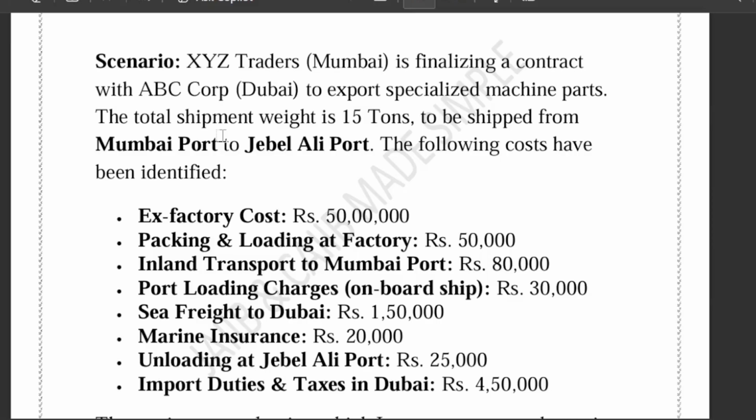Now a very good question before you. Let's have a look. This is the entire question: XYZ Trader Mumbai is finalizing a contract with ABC Corp Dubai to export a specialized machine part. So a contract between XYZ and ABC Corp to export what? A specialized machine part. Total shipment weight is 15 ton, to be shipped from Mumbai port to Jebel Ali port. Some costs have been given: ex-factory cost, packing and loading at factory, inland transport to Mumbai port, port loading charge, sea freight to Dubai, marine insurance, unloading at Jebel Ali port, and import duties and taxes in Dubai. So these costs have been given.